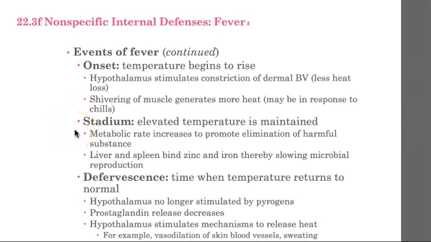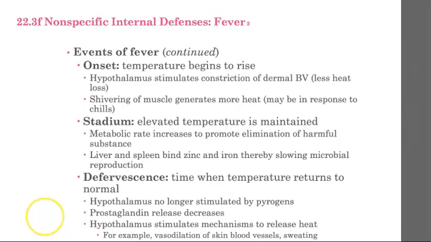This is when we have elevated temperature that is maintained. Our metabolic rate starts to increase so we can promote elimination of harmful substances. And then our liver and spleen are going to bind zinc and iron, which slows the microbial reproduction. Then we have our defervescence, and this is the time when our temperature starts to return to normal.